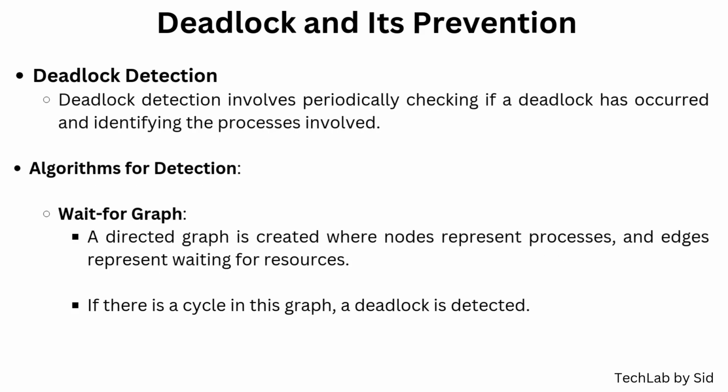Deadlock detection. In cases where deadlock prevention is not possible, deadlock detection comes into play. This involves periodically checking the system for deadlocks and identifying the processes involved. One common algorithm for detecting deadlock is the wait-for graph, where processes are represented by nodes and edges show which processes are waiting for resources.